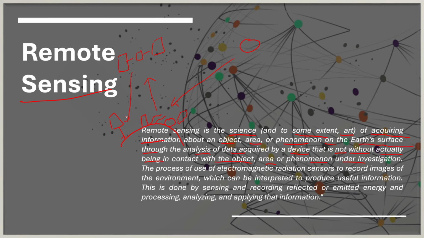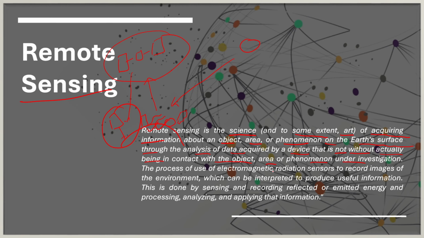After analyzing this information in the workstation, we find out where the ground is, where the building is, how large the building is, how large the river is, the direction of flow of the river, and how large the lake is. So we get information about the earth surface by analyzing the information captured from the sensor, without actually being in contact with it. This is called remote sensing.